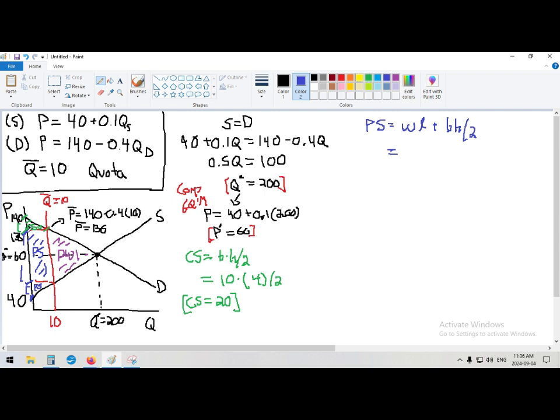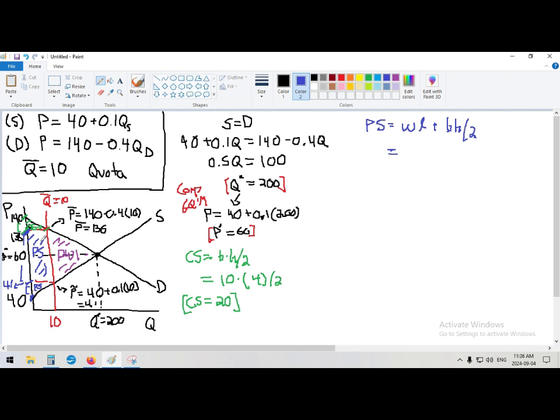So we have 136 at the top point here. This point here we don't know, so let's figure that out. If we go over, that's where 10 hits the supply curve. So quantity 10 on the supply curve, so let's call this P tilde here. It's going to be 40 plus 0.1 times the 10. So that's going to be 41, this point right here, which makes sense because it should be above that 40.